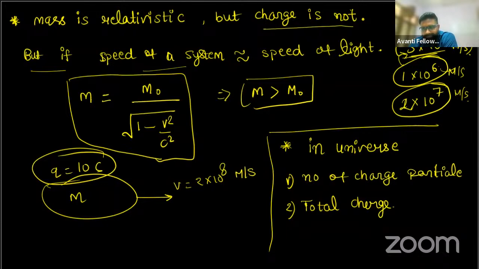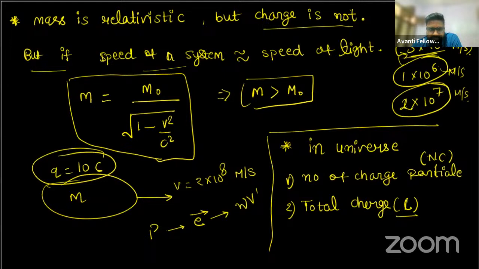Somehow you are correct. ठीक है, देखो, number of charge particle is not conserved, but total charge is conserved in universe. And why? Because प्रोटॉन और इलेक्ट्रॉन, due to radioactivity decay, they get transferred into anti neutrino. Proton can transfer into alpha particle, beta decay, gamma decay. So they are not fixed.